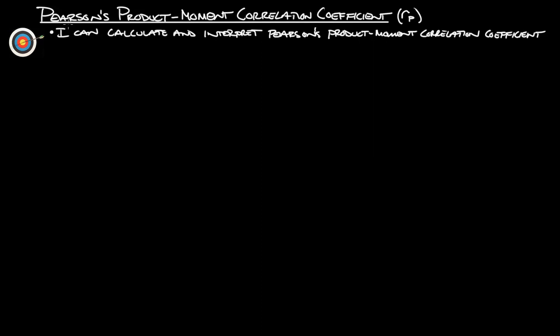I'm going to take you through the notes on Pearson's product moment correlation coefficient, which is shown as r. At the end of this, you can say, I can calculate and interpret Pearson's product moment correlation coefficient.